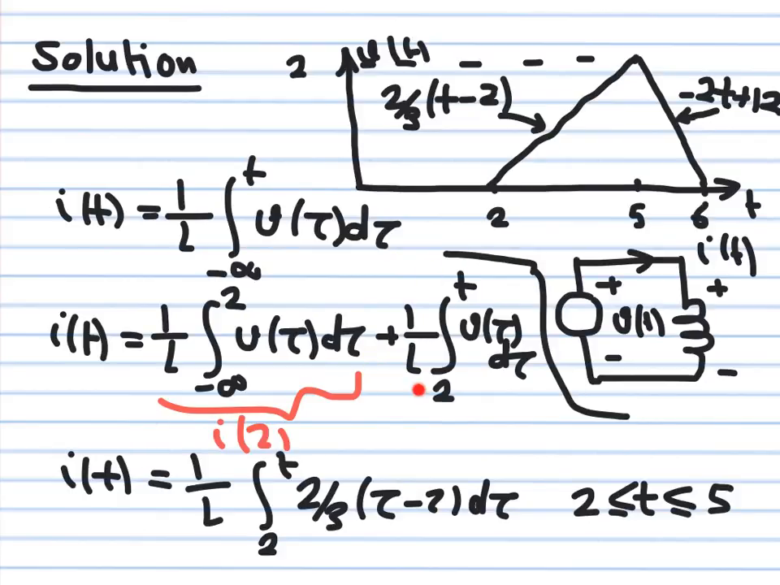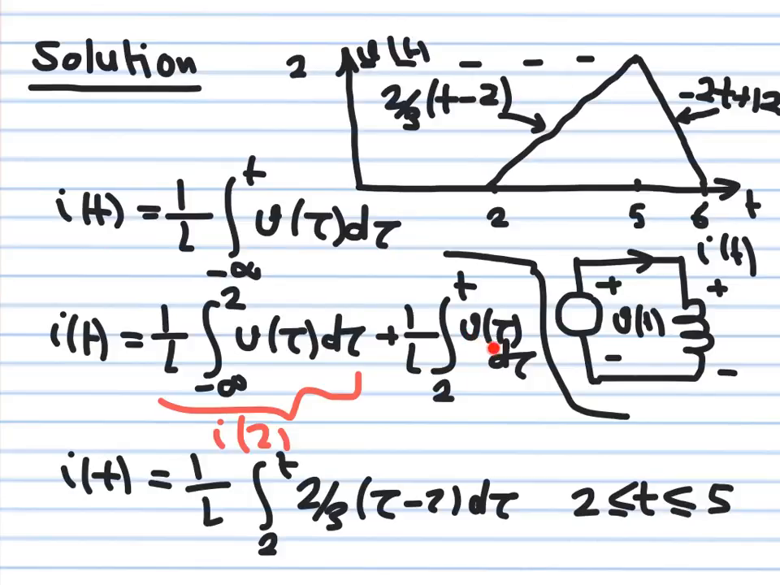And this is what I'm going to be integrating. I have to integrate from 2 up to t of v of tau d tau. Notice that because the voltage has a number of functions, here it is 2 over 3 t minus 2, but here it's minus 2t plus 12. So I cannot do this integral in one shot. I have first to find the integral from 2 up to t, where t is between 2 and 5. So this will allow me to find the current between t equal to 2 and t equal to 5. Okay, and this is what I did here.